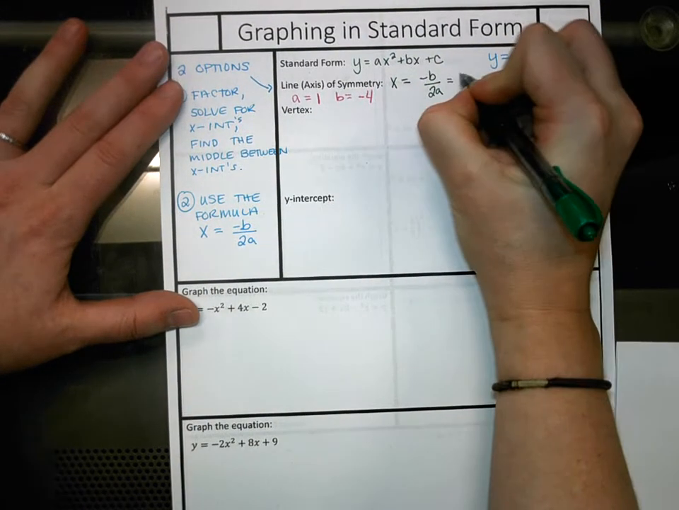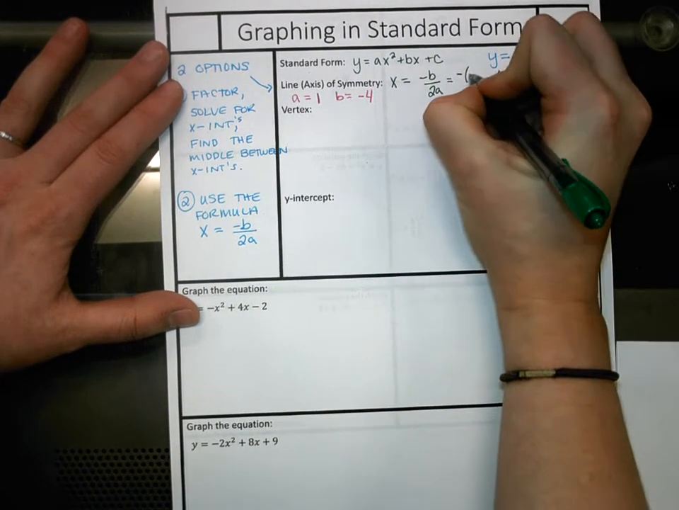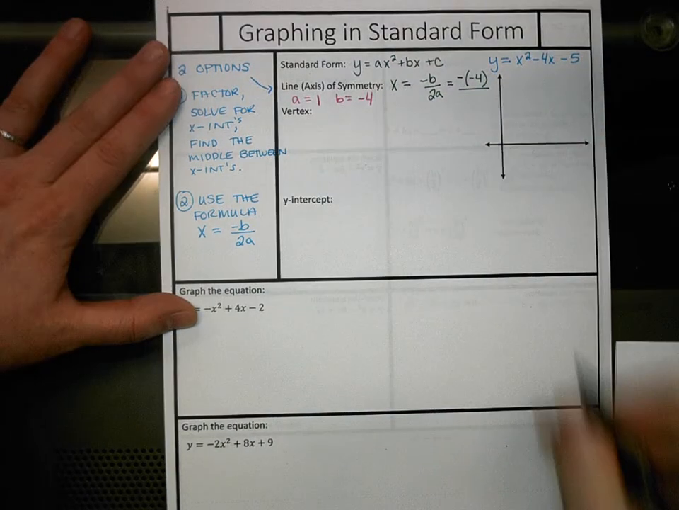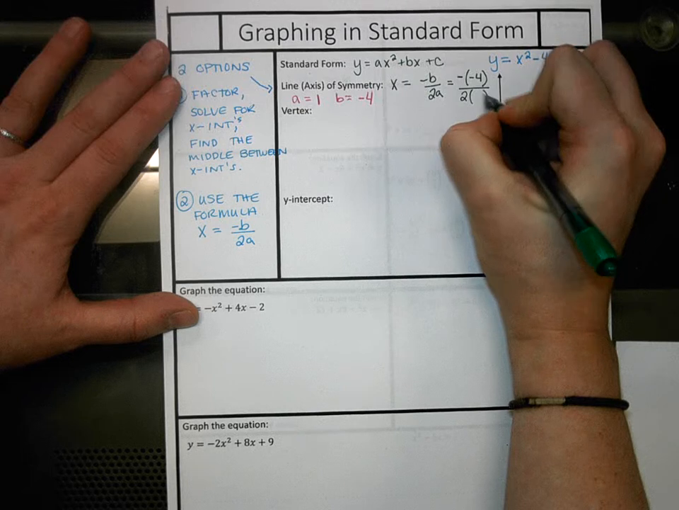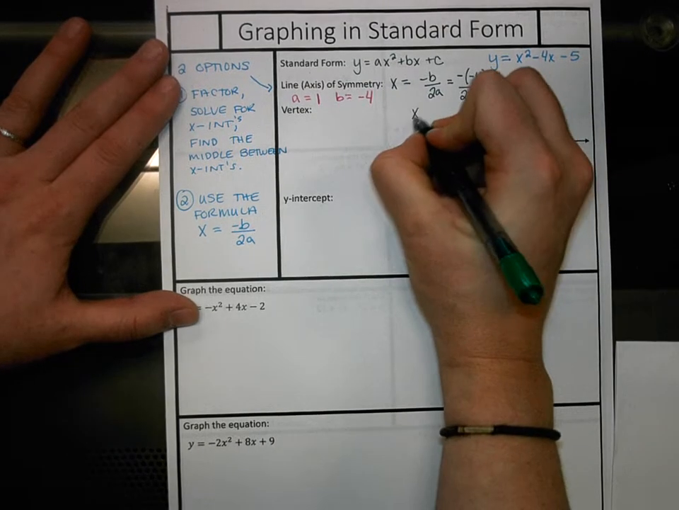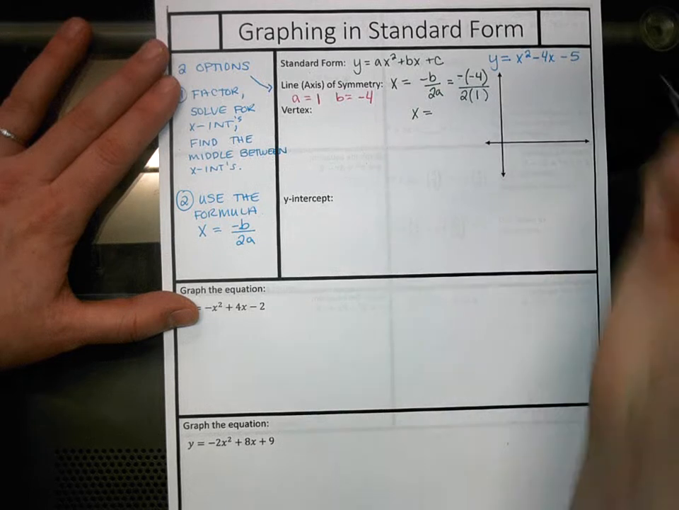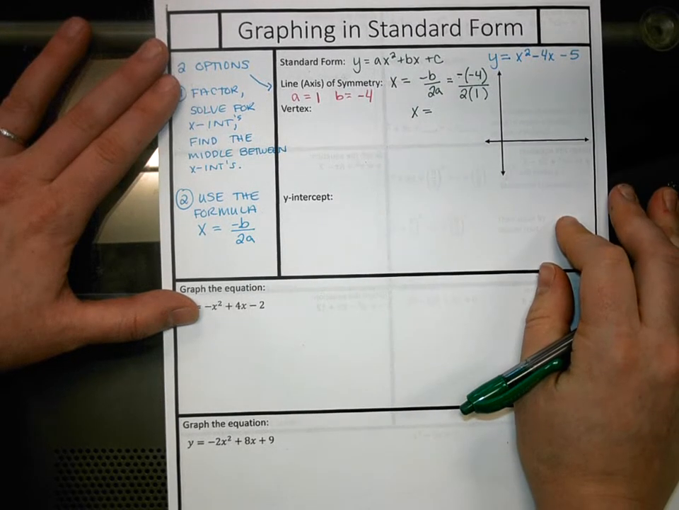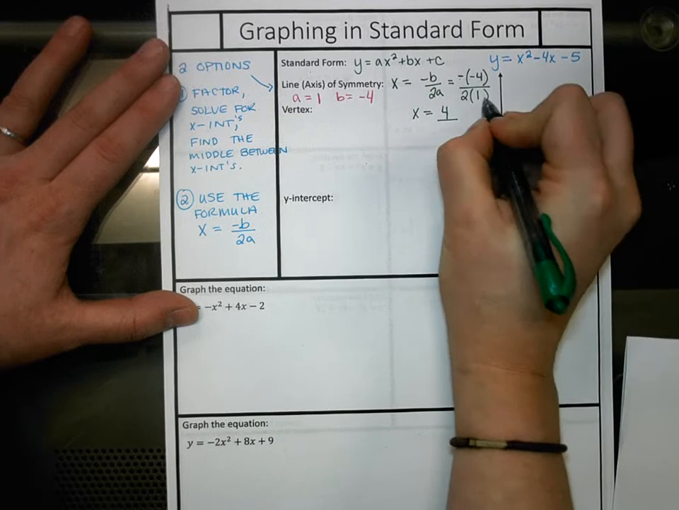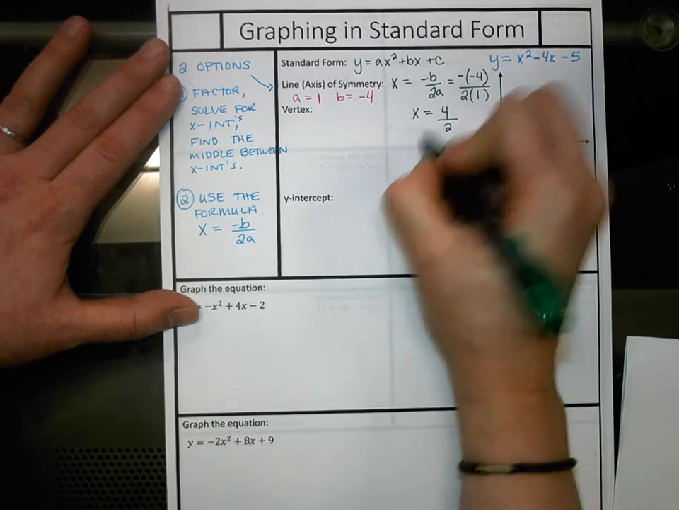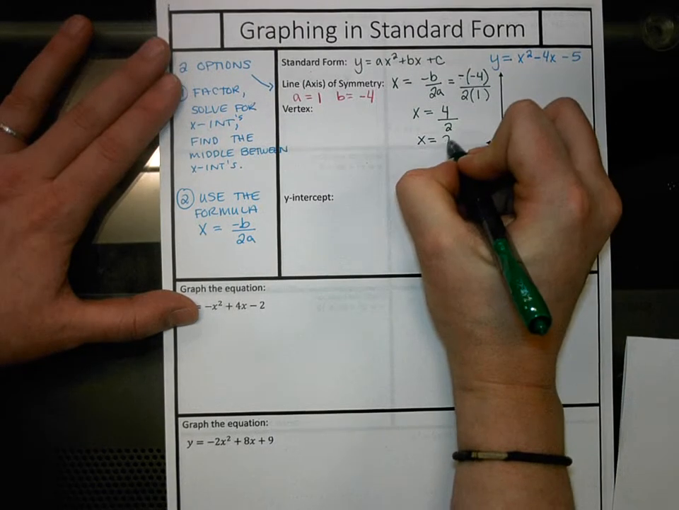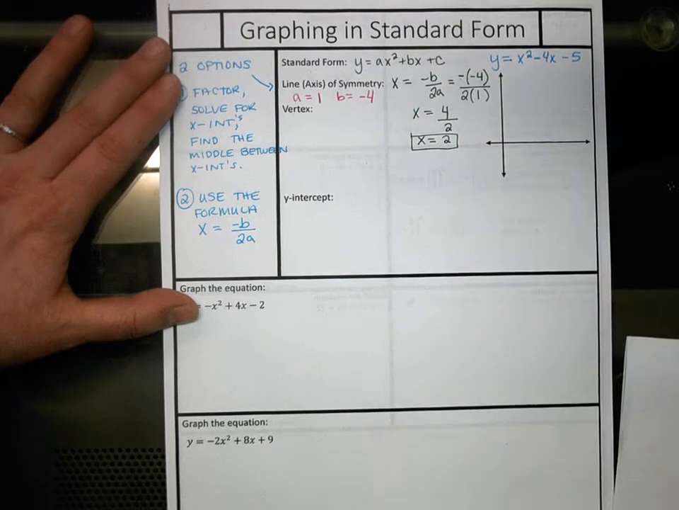So when I plug this in, you're going to do negative, plug in your 4, so that's a negative 4 over 2 times a, and a was 1. So when I simplify this, negative 4, what is a negative 4? Positive 4. So it's like the opposite of negative 4. And then 2 times 1 is 2. So your axis of symmetry is x equals 2.